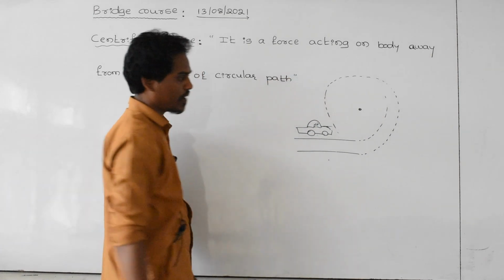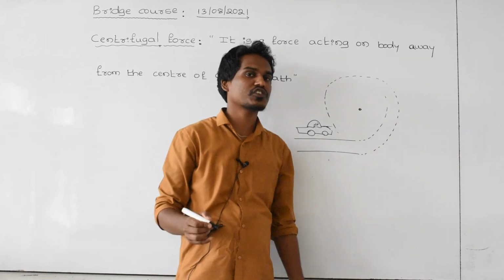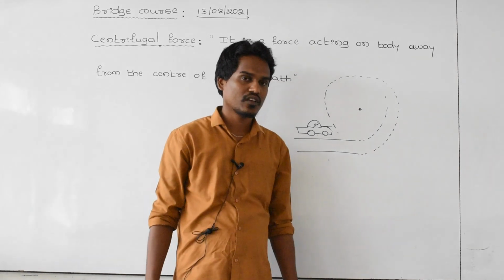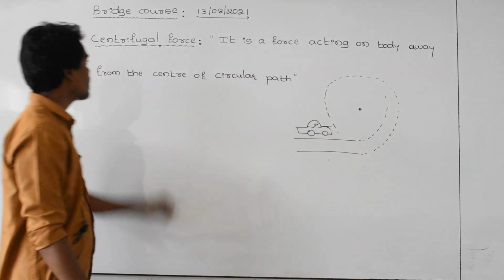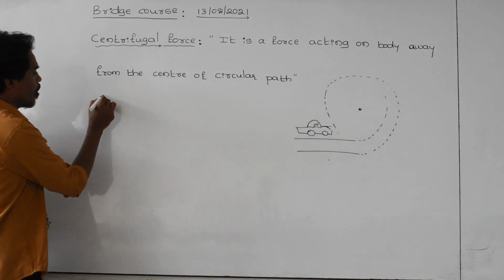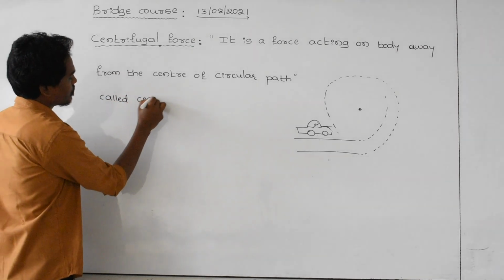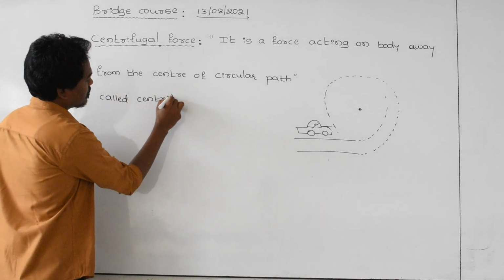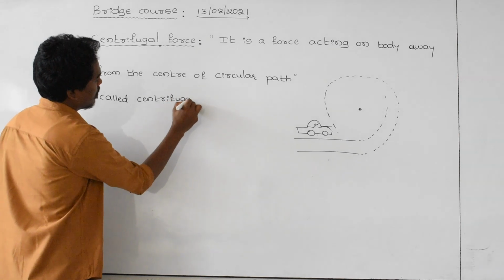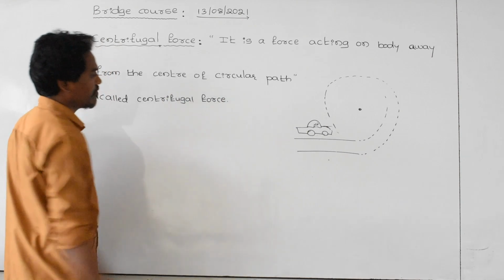Why does the balance go away from the center of the circular path? Because a force is acting on those passengers. That force we call centrifugal force.